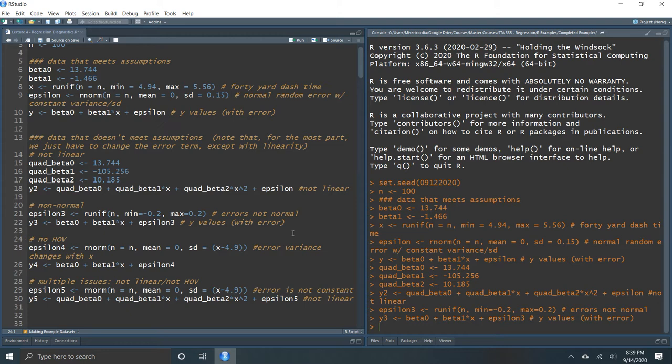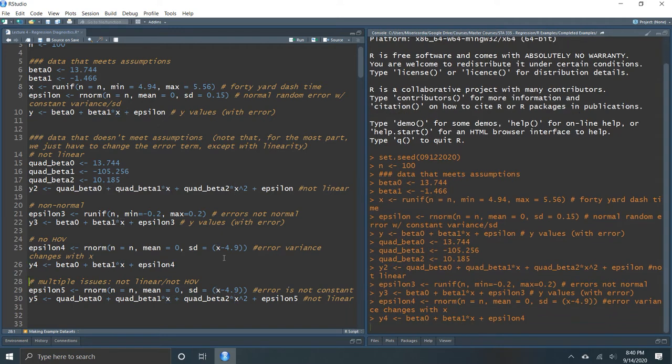So for the fourth one, we'll do no homogeneity of variance. So we'll take this epsilon, it'll be normally distributed, but instead of having a constant value for the standard deviation, now we'll have the standard deviation be a function of x. So the standard deviation is going to change depending on what the value of x is, and we'll see how that impacts our y values.